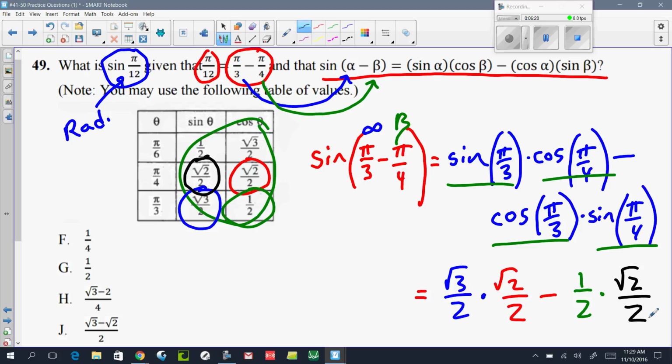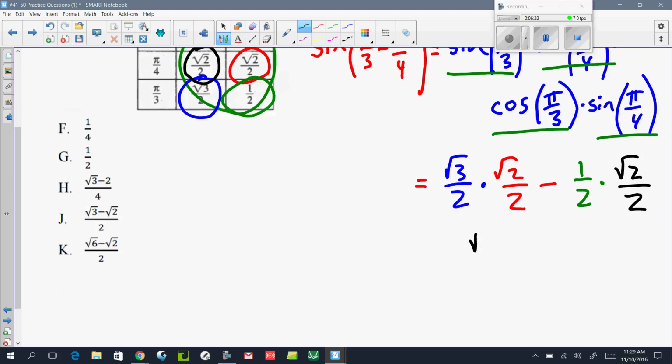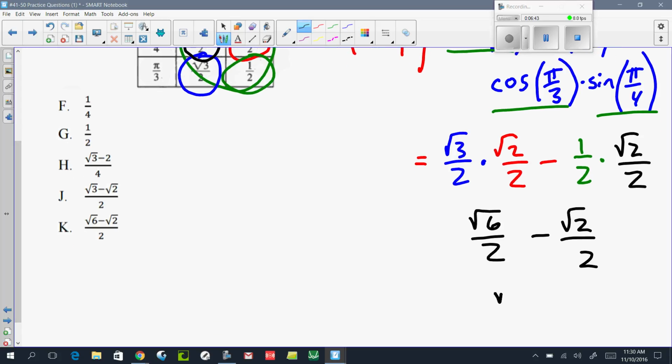Now all we have to do is simplify this expression. We multiply across the top, and we get the square root of 6 over 2, minus the square root of 2 over 2. We're subtracting, and we have common denominators here, so we don't have to worry about that. We combine the tops, and we get the square root of 6 minus the square root of 2, over 2.